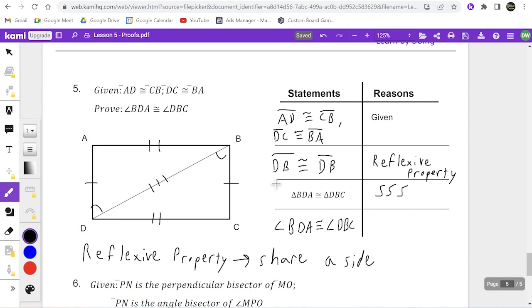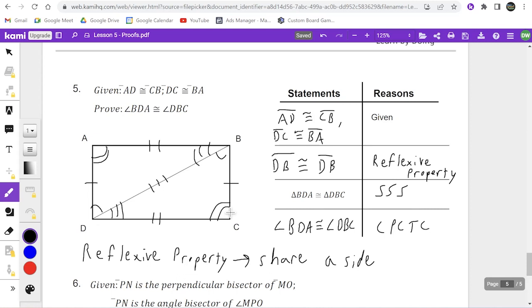The answer is CPCTC. Congruent parts of congruent triangles are congruent. Remember, congruent parts of congruent triangles are congruent is the thing that says everything is congruent. Like, for instance, AC is congruent, angle A is congruent to angle C, and the only angle missing is congruent to the only angle missing over here. All of that's true because of CPCTC.